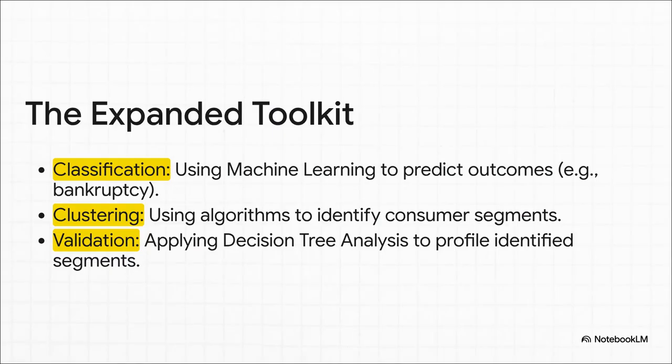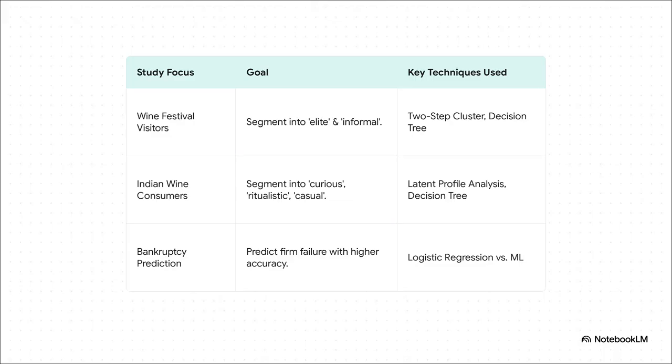And to pull this off, the toolkit gets way bigger. Researchers start bringing in all these cool methods from the world of machine learning. For predicting things, they'll use techniques like random forest, which, and this is cool, is basically like a big committee of decision trees that all vote on the final answer. And for finding groups, they use clustering algorithms that can automatically spot hidden patterns in the data that a person might totally miss. And you can really see the practical power of this approach in these studies.